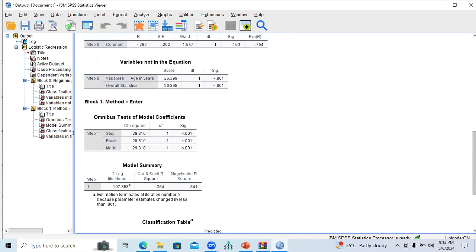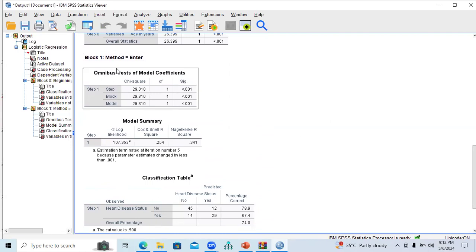You just go straight to block one. This is the area, these are the tables that we are going to use for interpretation purpose. First of all, you can see here the omnibus test of model coefficients. This table indicates whether your model is statistically fit or not. Here the sig value is less than 0.05, so we can say that our model is statistically fit.